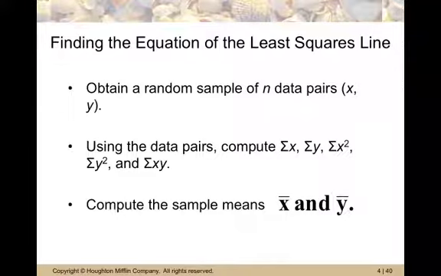Then, using the data pairs, if you are going to actually go through and calculate the equation of the least squares regression line, you're going to need to make some columns, because you're going to need the sum of the x's, the sum of the y's, the sum of the x squares, the sum of the y squares, and the sum of xy. And then you're going to need the sample means, x bar and y bar.